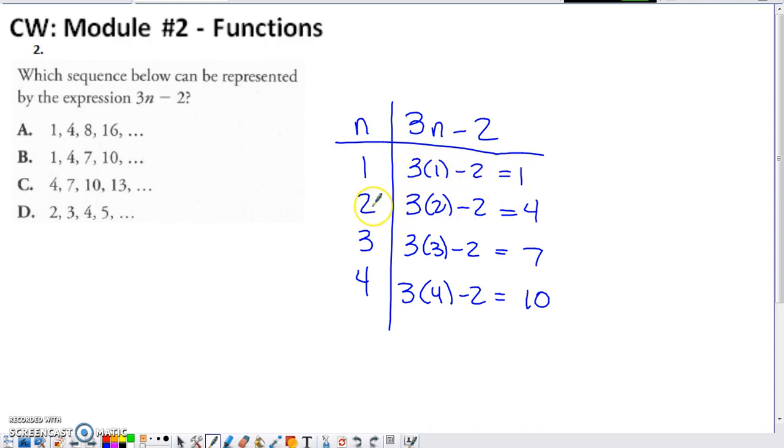When I move on to this n value and I put 2 in place of this n, 3 times 2 minus 2 gives me 4. Move on to 3. 3 times 3 in place of the n is 9. Minus 2 gives me 7. And then I put 4 in as well. And if you look at the options that we have over here, we know based on what we see down this column right here that we're definitely looking at not what I just highlighted. Should have highlighted that, right?